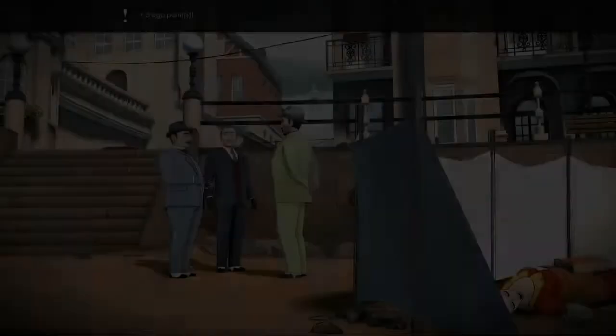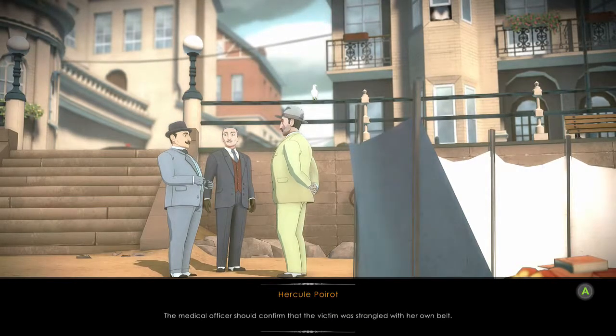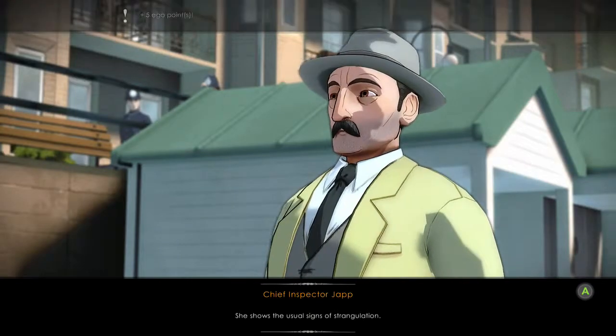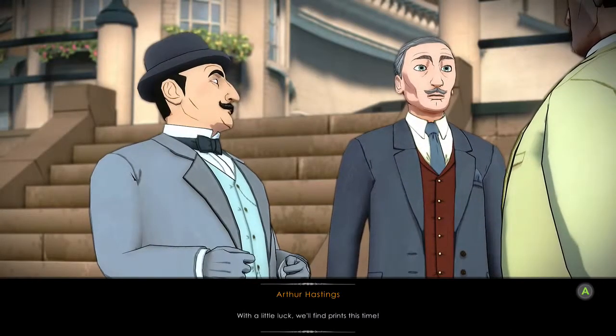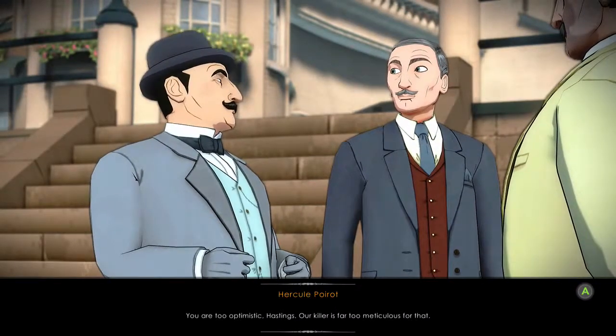The medical officer should confirm that the victim was strangled with her own belt. That's what I thought. She shows the usual signs of strangulation. With a little luck, we'll find prints this time. You are too optimistic, Hastings. Our killer is far too meticulous for that.